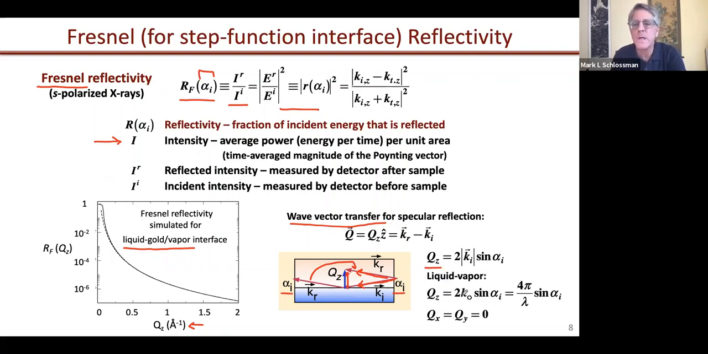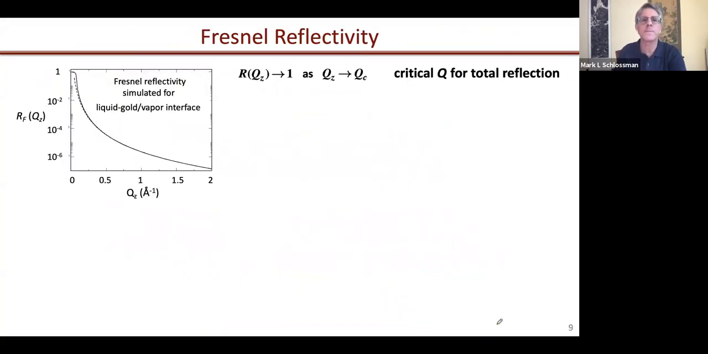For a liquid vapor interface, you can write it in terms of K naught, that is the magnitude of the wave vector, or sometimes just called the wave number in vacuum, which is just 2 pi over lambda. So then you get this expression, QZ is 4 pi over lambda times sine alpha, where alpha is the incident angle. Of course, the other thing to notice is that because the only component that survives is a z component, qx and qy are 0 for specular reflection.